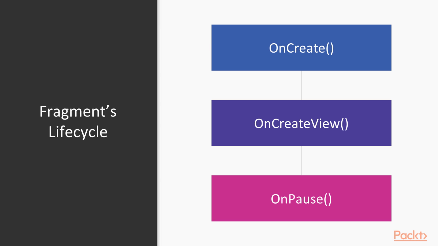Usually, you should implement at least the following lifecycle methods: onCreate, onCreateView, and onPause. We will discuss more about differences between an activity and a fragment lifecycle.